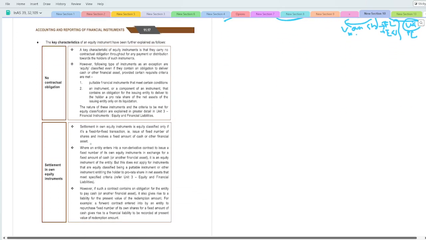Okay, so no contractual obligation. So a key characteristic of the equity instrument is that they carry no contractual obligation throughout for any payment. So अगर कैश पे करने का कोई contractual obligation नहीं है तो वो इक्विटी इंस्ट्रूमेंट बनेगा, जिसमें आप कोई सेटलमेंट अपने ओन इक्विटी शेयर्स में नहीं कर रहे हो, ठीक है। However, following type of instruments as an exceptions are equity classified even if they contain an obligation to deliver the cash or the other financial asset provided certain requisite criteria are met.